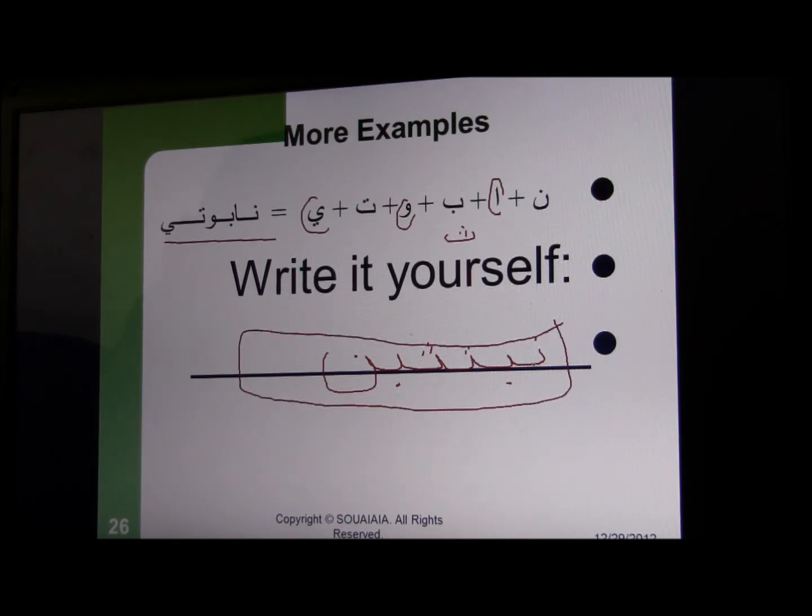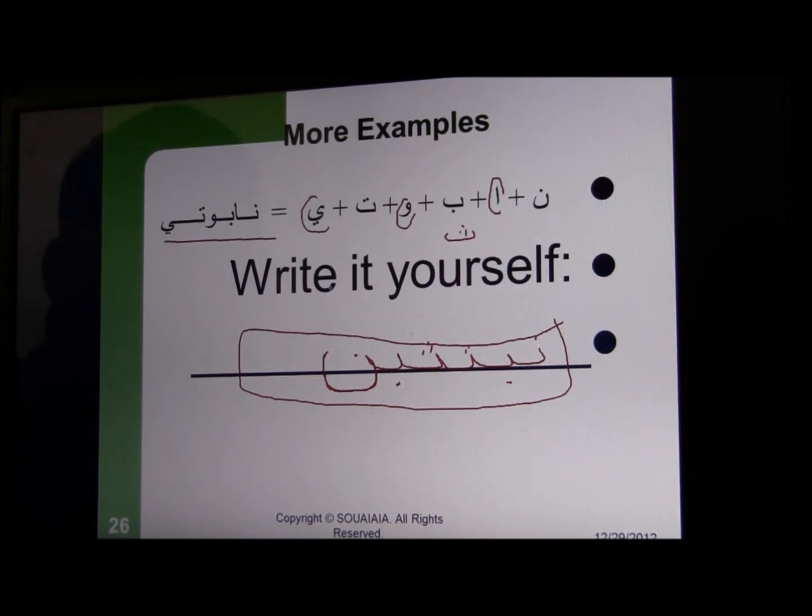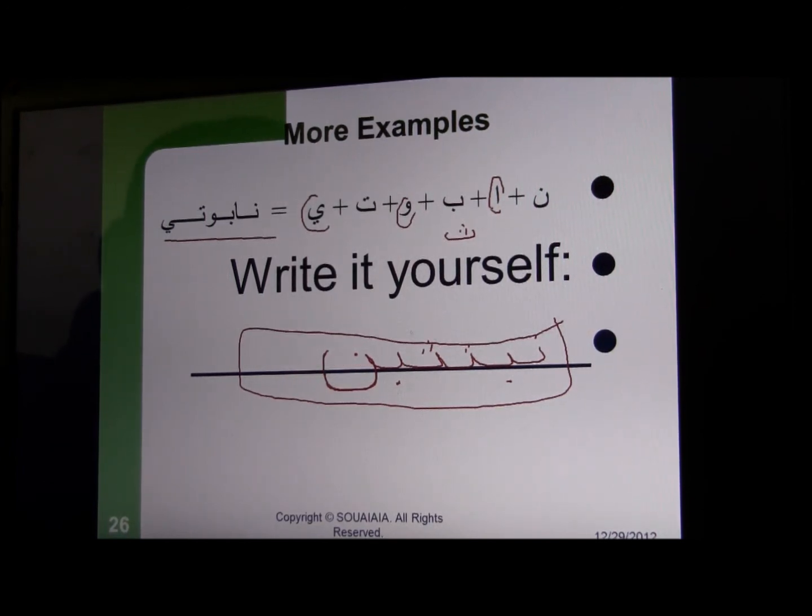It's all attached because the Na connects to the left, the Ba connects to the left, the Ta connects to the left, and the Tha connects to the left, and the Ba connects to the left and right and backward, except the final Noon, because it's final, it regains that shape. So you can practice with all the letters we've seen right now, and just keep practicing with long vowels and without long vowels.